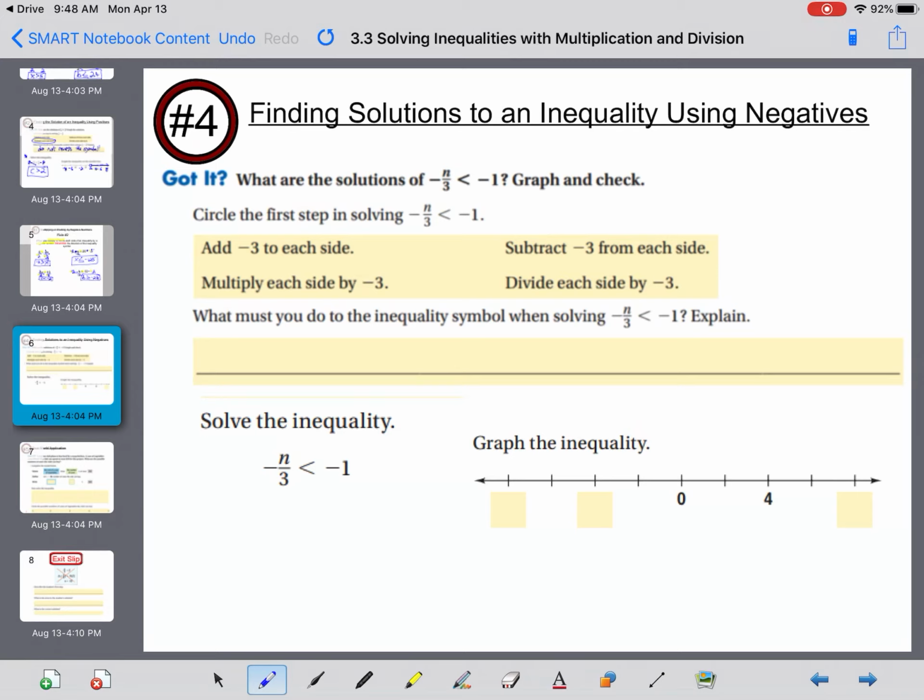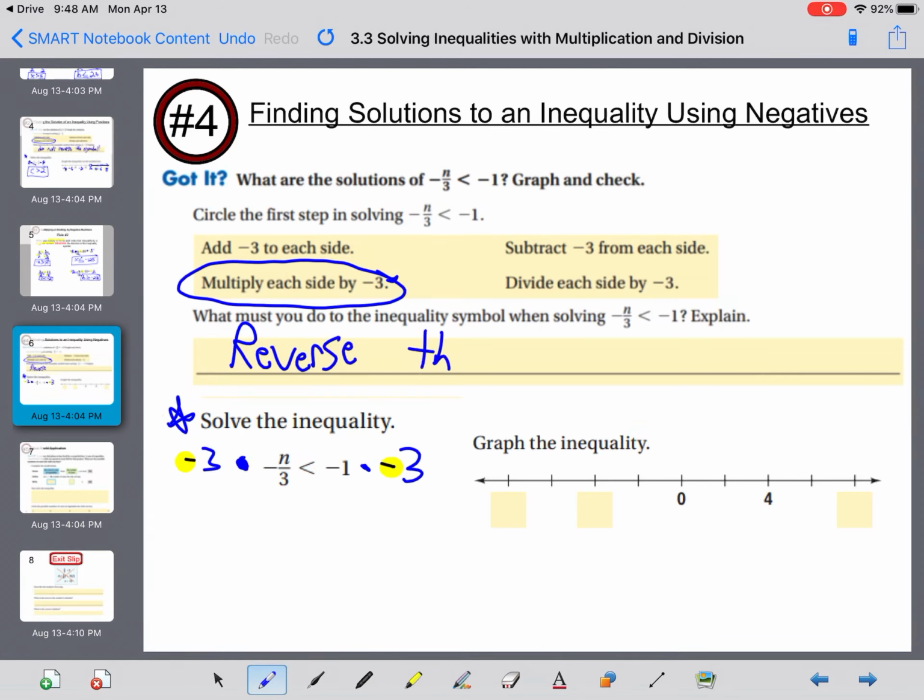Finding solutions to an inequality using negatives. What are the solutions of -n over 3 is less than -1? Graph and check. So what is the first step in solving? Well, if you look in the bottom left again, the first step would be to eliminate that division by -3. So I'm going to multiply by -3 on both sides. What must we do to the inequality symbol? Well, that number we're multiplying by is negative, so we are going to reverse the symbol.